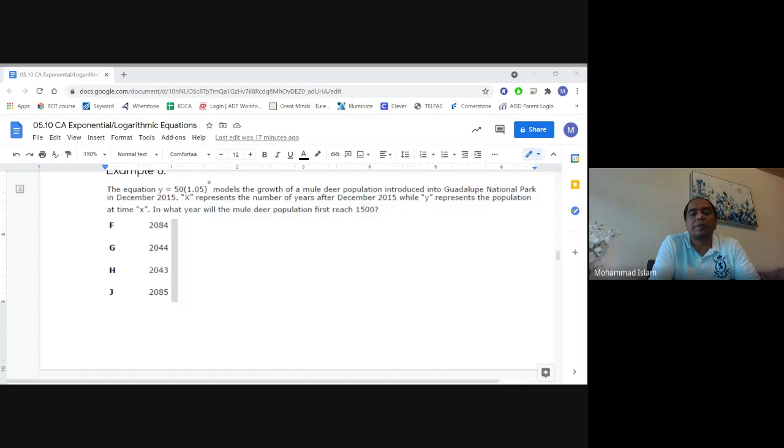So log of 30. Remember, you do not divide 30 by 1.05. You take the log of both, and then solve it. So when you do that, you use your calculator to find log of 30 and log of 1.05. And then once you solve it, you get something around 69.7.